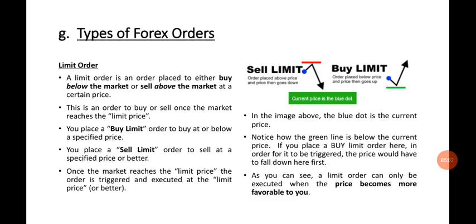Now, limit orders. A limit order is an order placed to either buy below the market or sell above the market at a certain price. This is an order to buy or sell once the market reaches the limit price. You place a buy limit order to buy at or below a specific price. You place a sell limit order to sell at a specific price or better. Once the market reaches the limit price, the order is triggered and executed at the limit price or better.